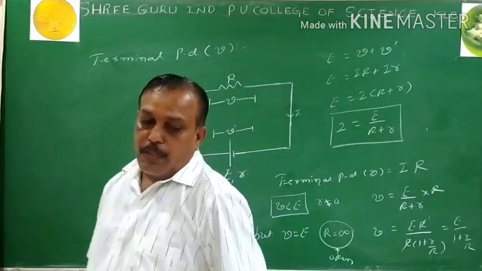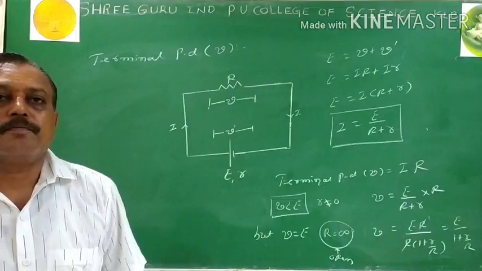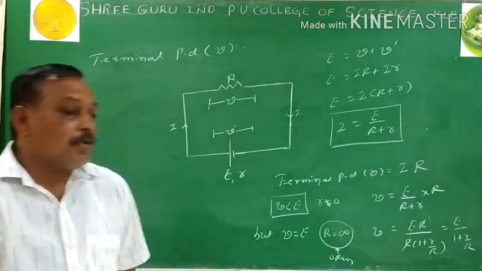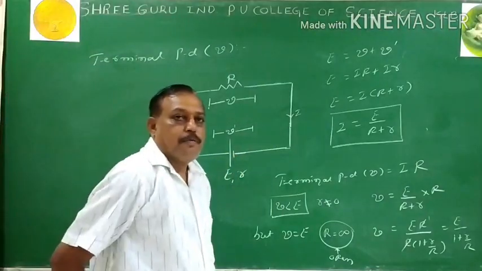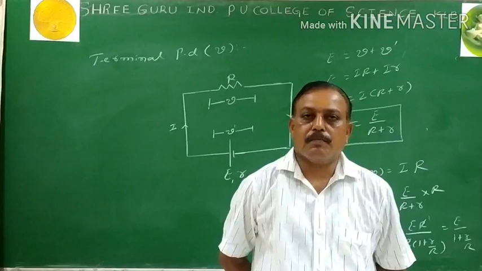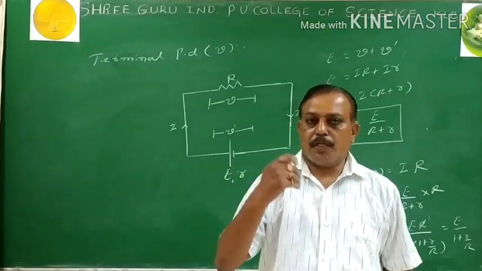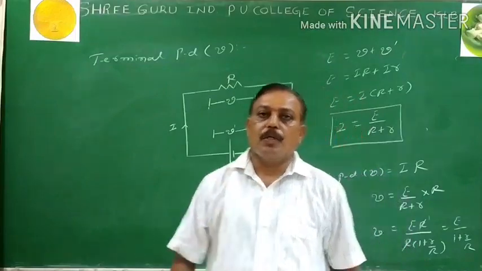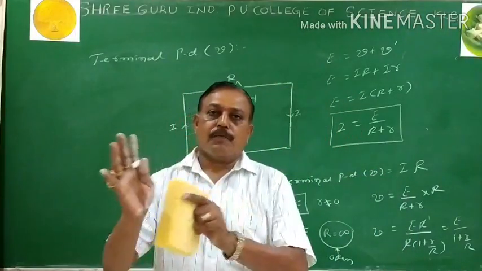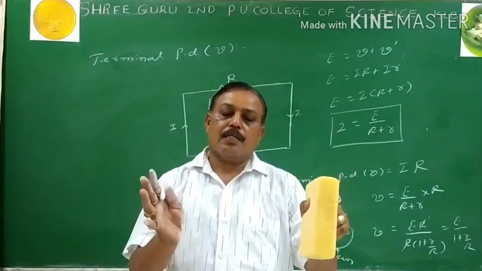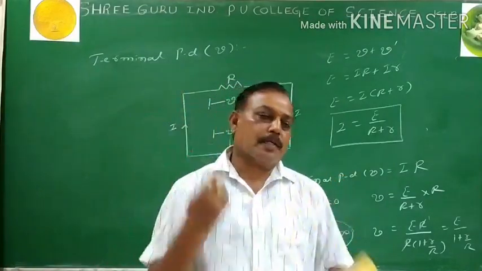Sir, why should we combine cells? Cell is a source of current. When I take a number of cells together, the group of cells is called a battery. To maintain the potential difference, we give the connection of a battery or cell; we can use the terms like that. Cell is a source of current. When I take a number of cells together, then the group of cells is called a battery.